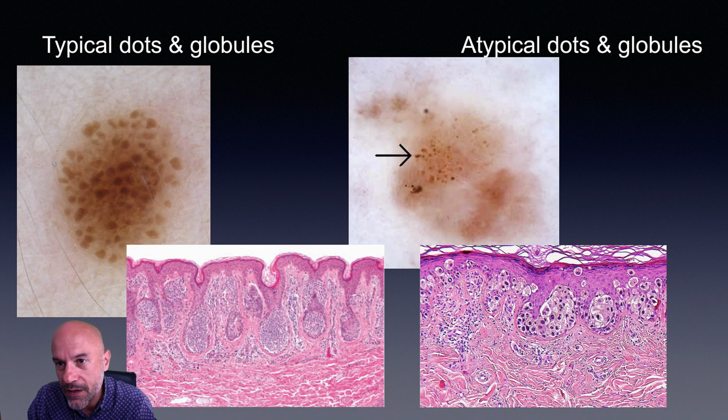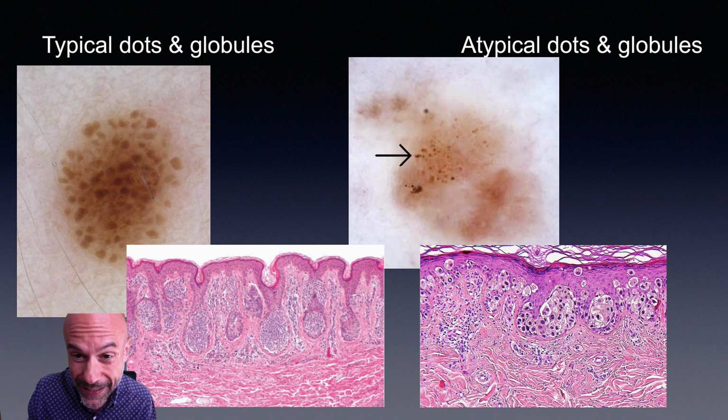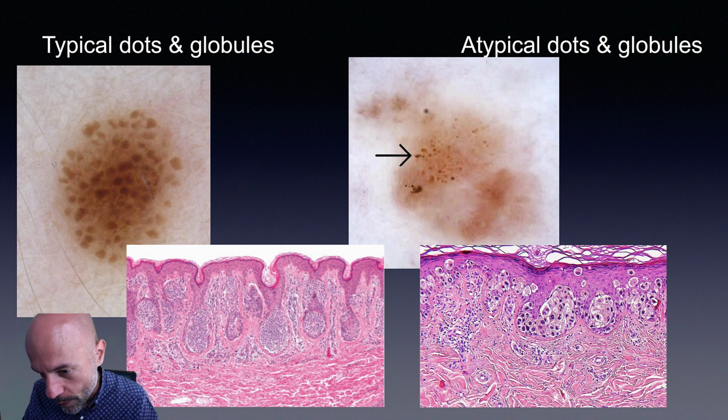Again, brown dots and globules can be seen also in melanoma. The difference is that they are atypical, irregular, meaning that we see dots and globules of different diameters, and also they are not arranged regularly. Why? Because in melanoma, the nests of malignant melanocytes are not homogeneous, are not equal in size and distribution as they are in nevi. Look at the histopathologic image on the left.